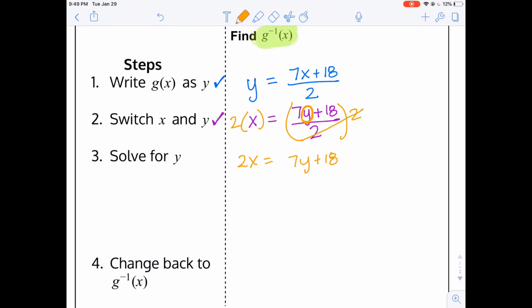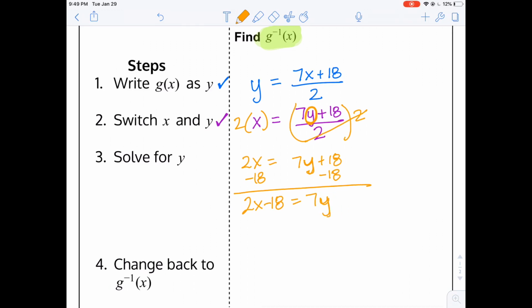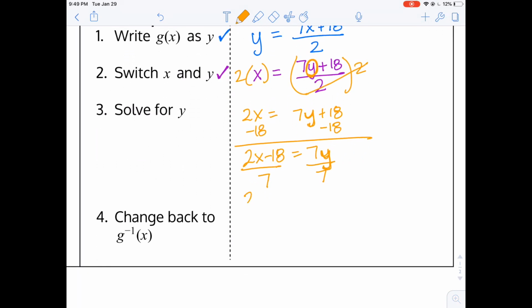The multiply by 2 and divide by 2 cancel. I want to get y by itself, so I'm going to subtract 18 on both sides. I get 2x minus 18 equals 7y. I want to get y by itself, so I'm going to divide by 7 on both sides. And that's going to give me (2x minus 18) over 7 equals y. So I got y by itself, so I solved for y.